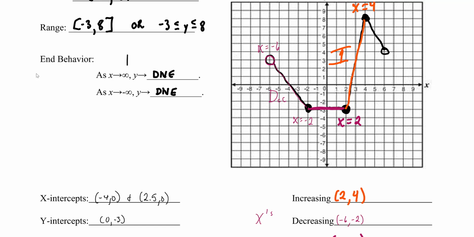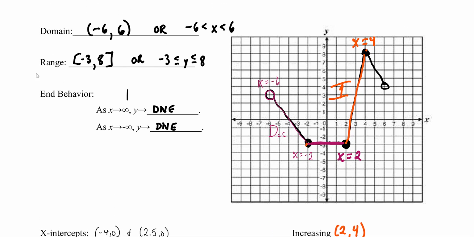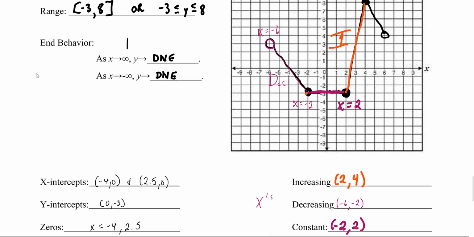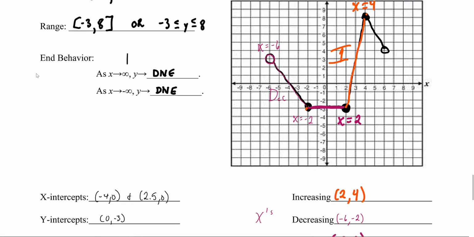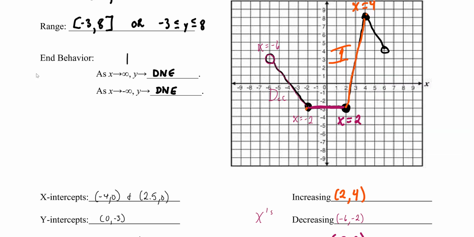And you'll notice these solid dots did not affect the domain and range for this problem because they're not the left or rightmost point. I should say they didn't affect the domain. Then finally, this last section of the graph is decreasing because we're going down from x equals 4 to x equals 6.